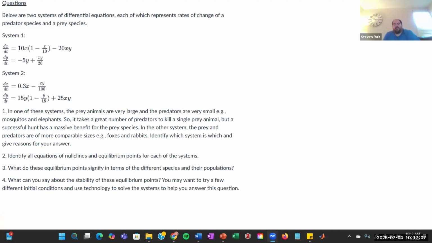So how is that difference going to show itself in our differential equations? Well, if the predators are very small, it's going to take many of them to kill a single prey animal. So I think we should focus on these interaction terms. A couple of things, I'll not circle them because I don't want to obscure anything. A couple of things to look at with the interaction terms, the ones that contain both X and Y.